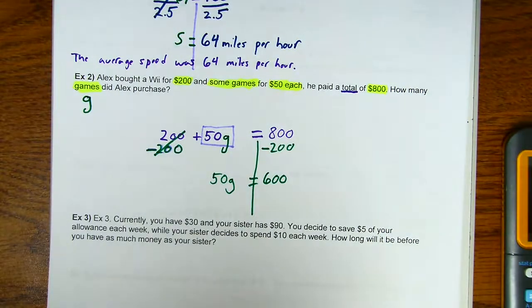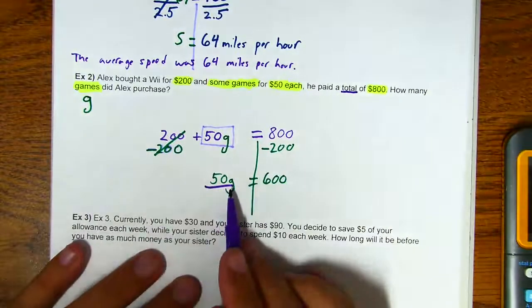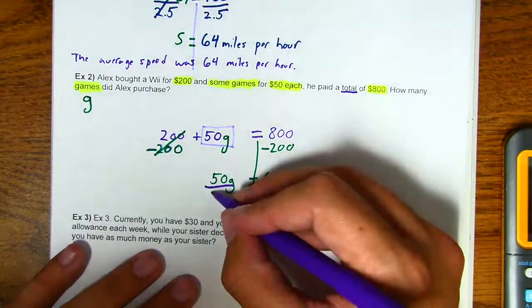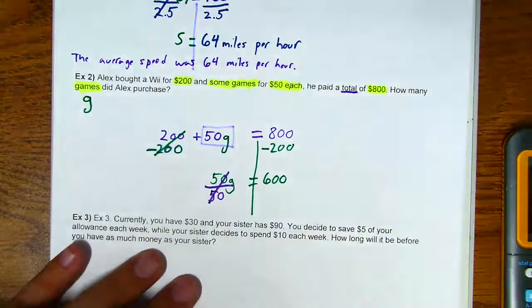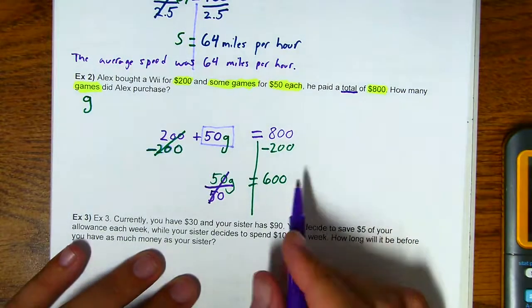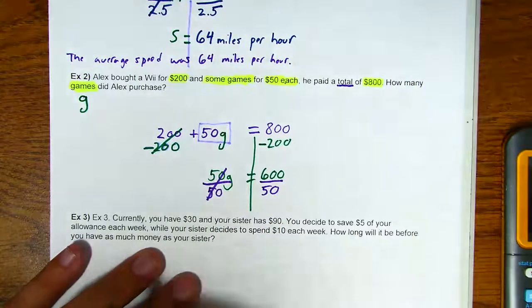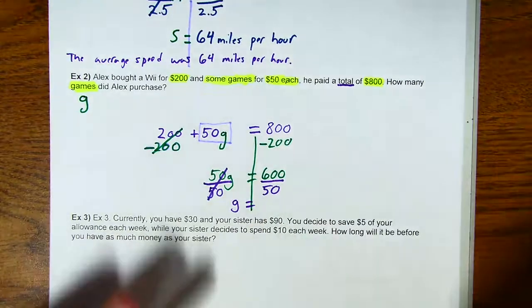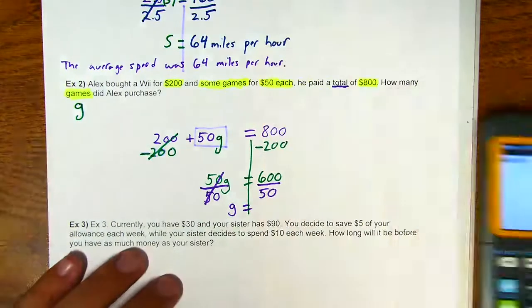How do I get rid of multiplication? I do the opposite. I do the inverse. I'm going to divide. Now remember, I care about G. I'm trying to remove 50. This is the number that I'm concerned about. So I'm going to divide by 50 because I'm trying to get rid of the 50. If I do that to this side, I'm going to do it to this side as well. I'm left with G equals 600 divided by 50. I use my calculator. 600 divided by 50 is 12.